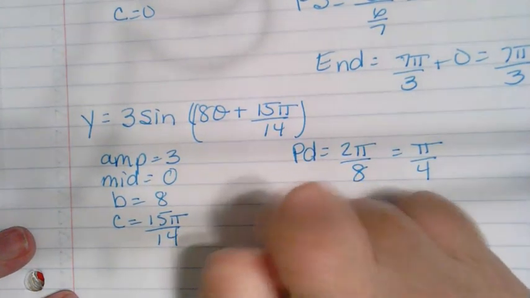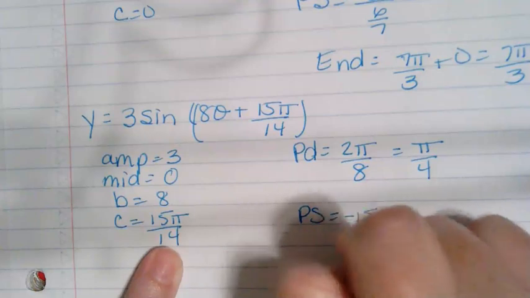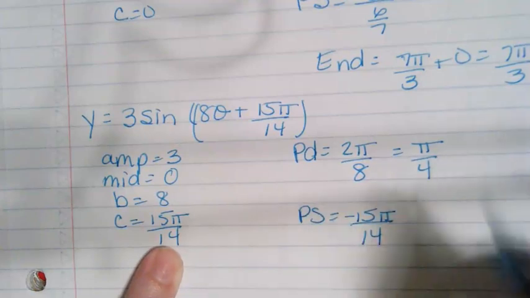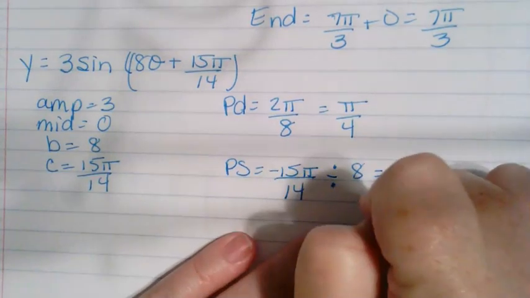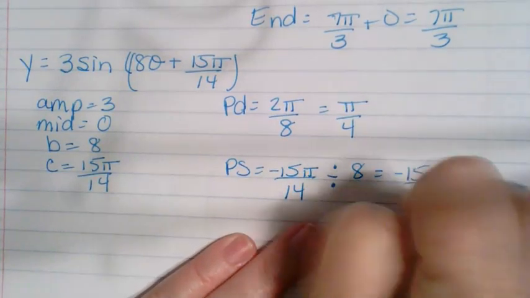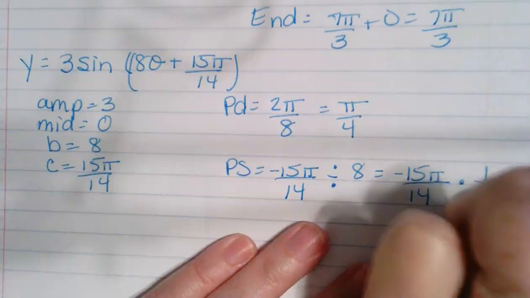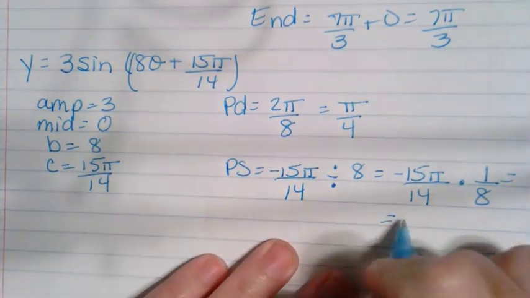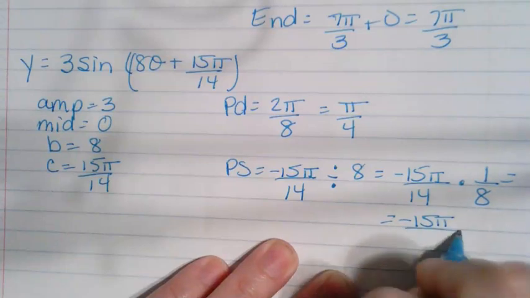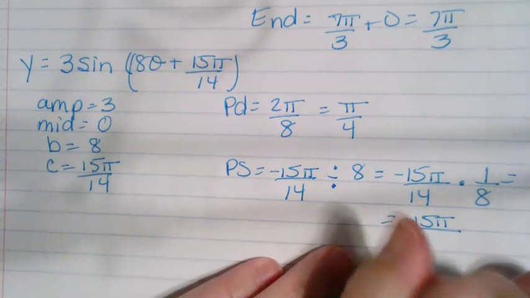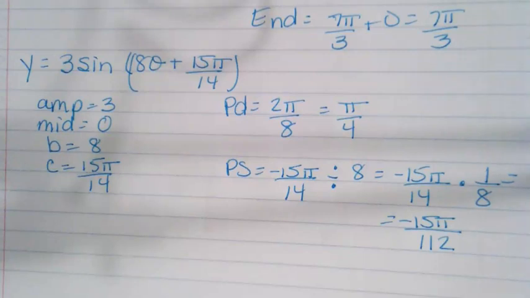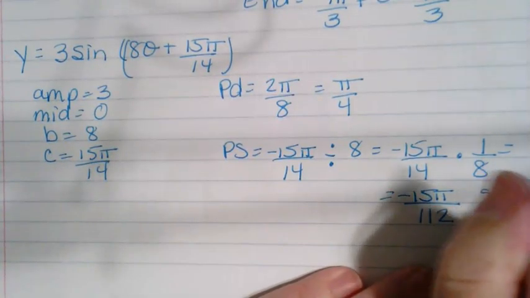Phase shift, opposite of C. I'm going to do it this way since we have fractions. Divided by 8. Keep, change, flip. Ooh, this is going to not be a pretty number. Don't know what 14 times 8 is. 112. Lord help me. Okay, this is going to be my start.